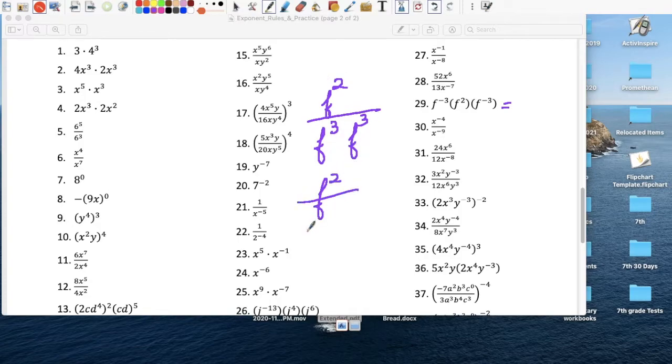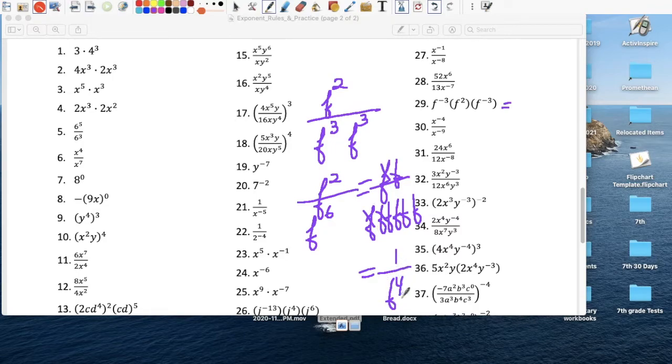F to the 2nd power, and at the bottom, let's rewrite it as f to the 6th, so that it truly becomes f times f, and then f 6 times: 3, 4, 5, 6. These simplify. So my numerator becomes 1, my denominator becomes f to the 4th power. You didn't have to do this, but it helps understand why you get 1 over f to the 4th power.